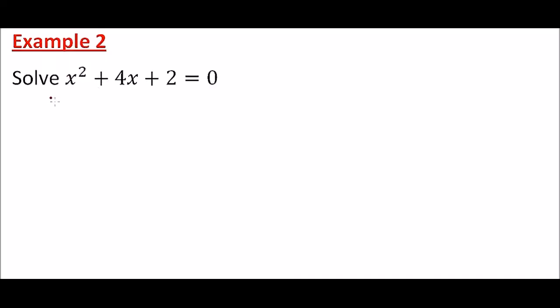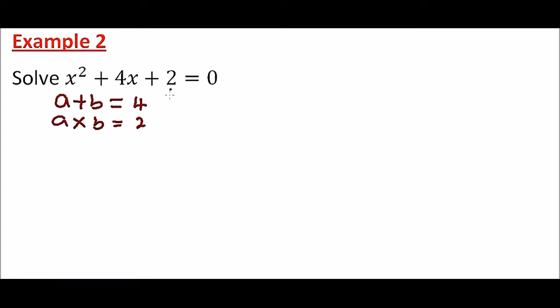So in our example 2, we are required to solve this quadratic equation, x squared plus 4x plus 2. If we try factorization method, let's say we have a plus b should give you 4, and a multiplied by b should give you 2. We cannot get any numbers that can satisfy these two conditions, and therefore it is not possible to use factorization method to solve this equation. So we use the complete the square method to solve this.